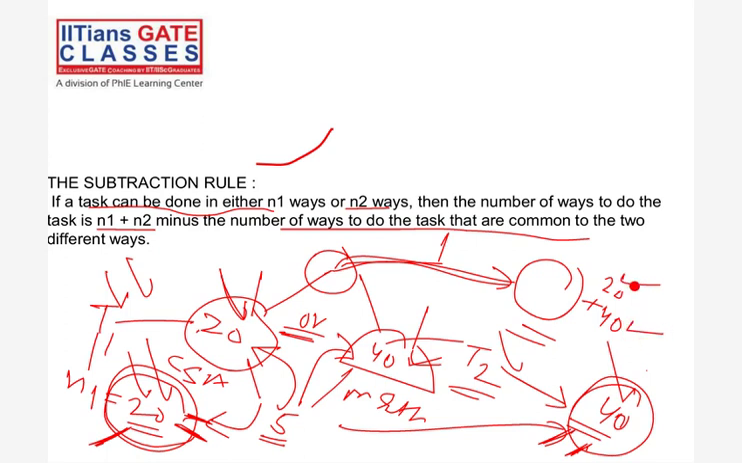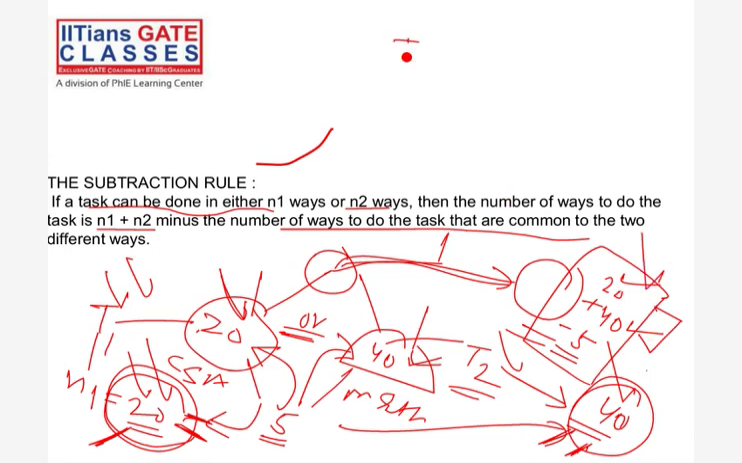But those five cases we have considered two times, so we should subtract those five cases one time. Because if we have counted them twice, then if we subtract them one time, we will get our correct answer. So this is our subtraction rule.